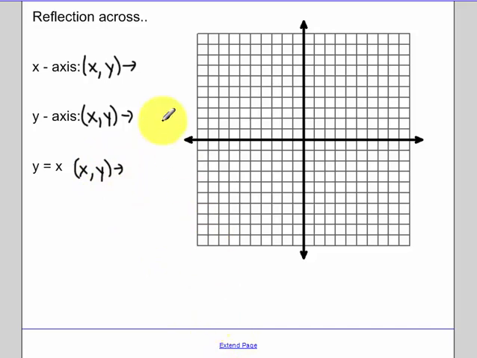I'm going to demonstrate to you how this changes. So I'm going to use the point 5, 3. 1, 2, 3, 4, 5, 1, 2, 3. So I have this point 5, 3. See my technology not working with me? Isn't this fun?